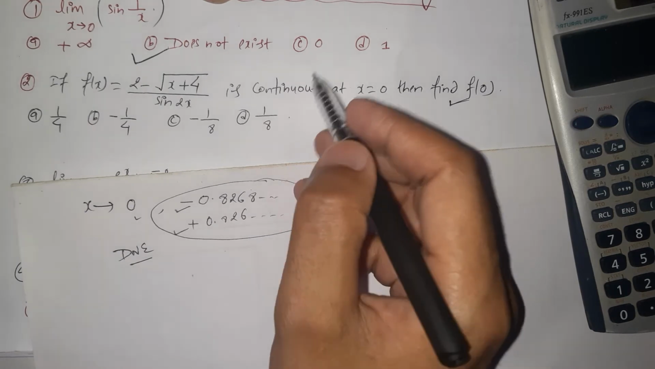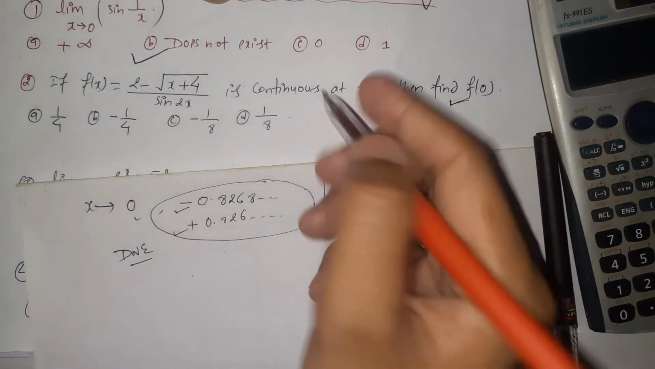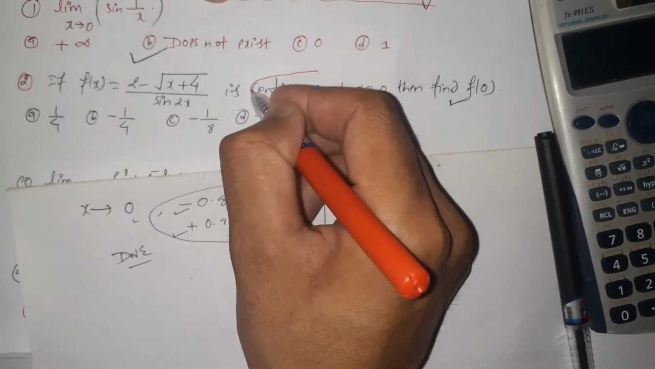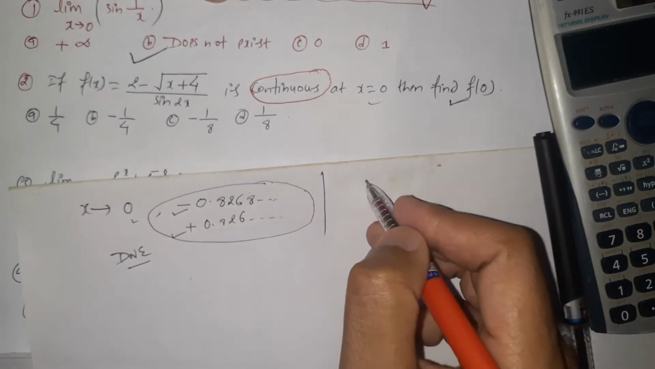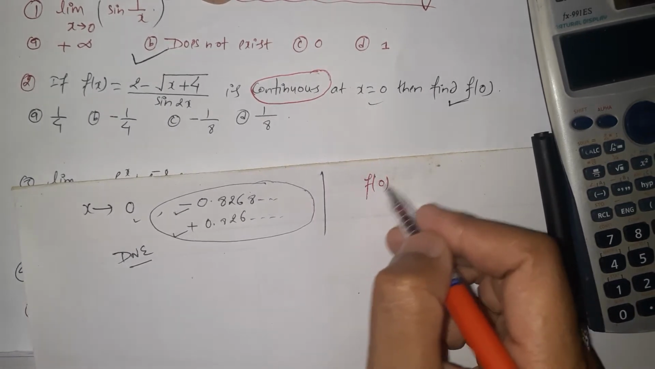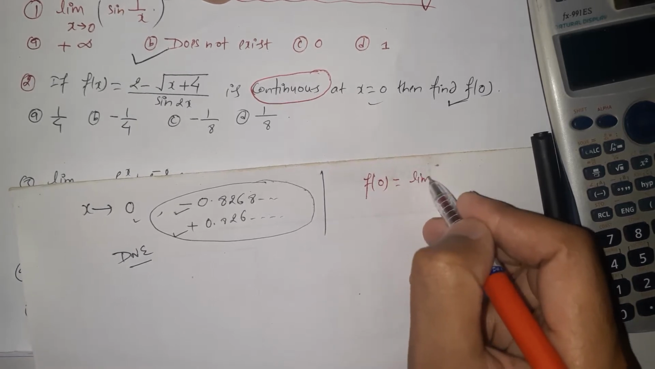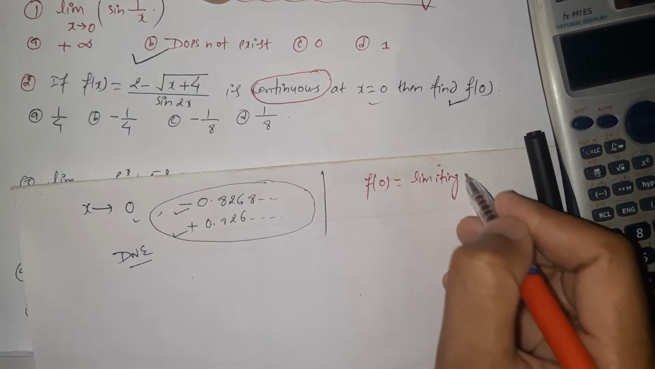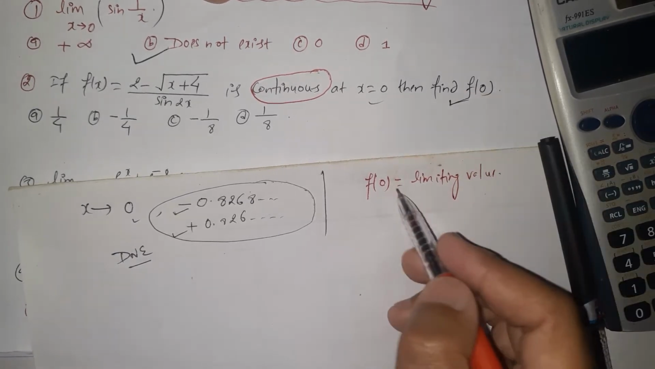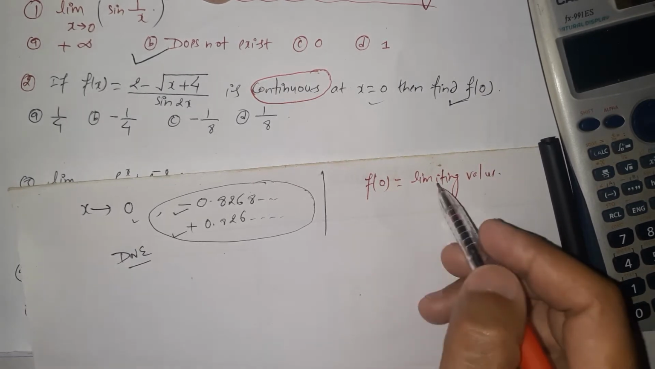It is given that this function is continuous at x equals 0. Remember the point: for a continuous function, the functional value at x equals 0 is the same as the limiting value. Here the question is to find f of 0. It is not given, so f of 0 is to be found, and it equals the limiting value.